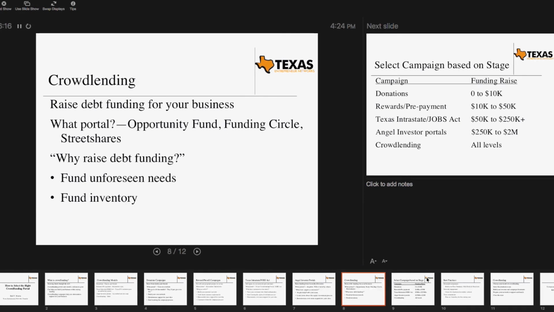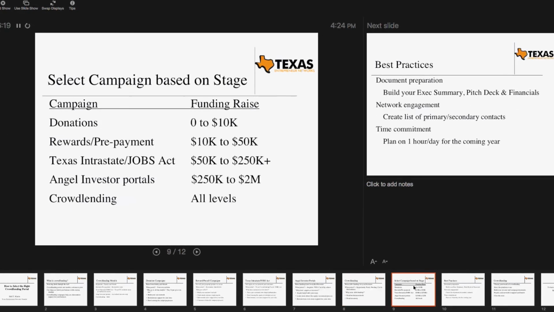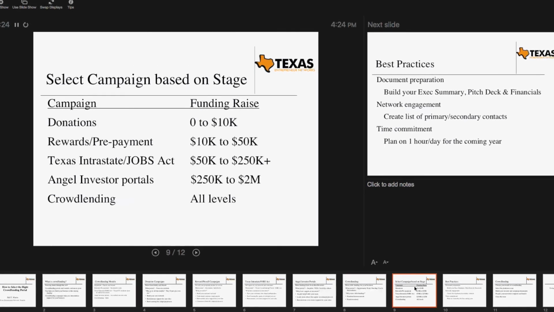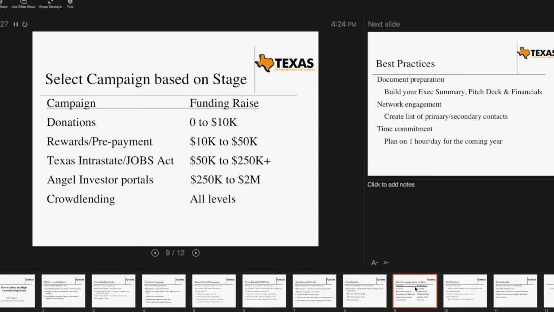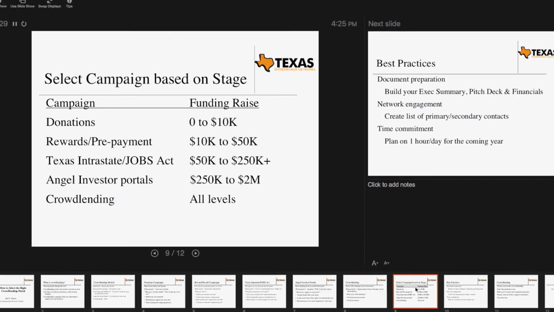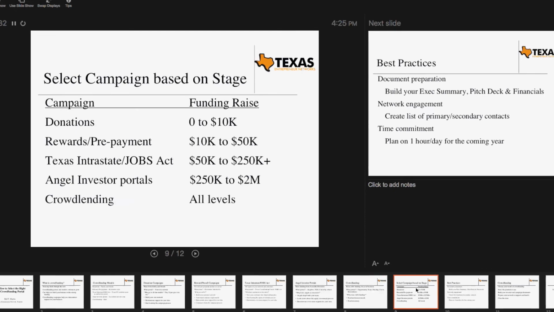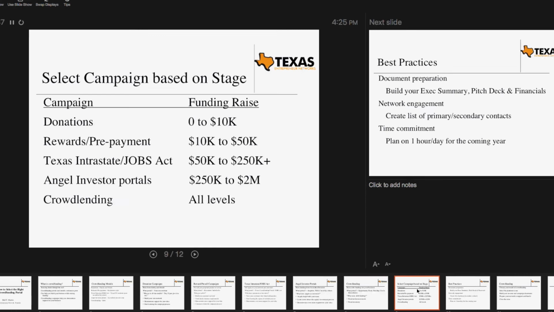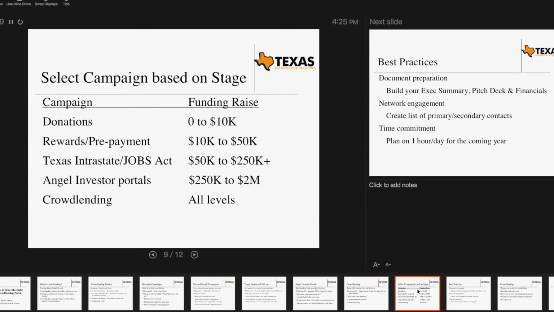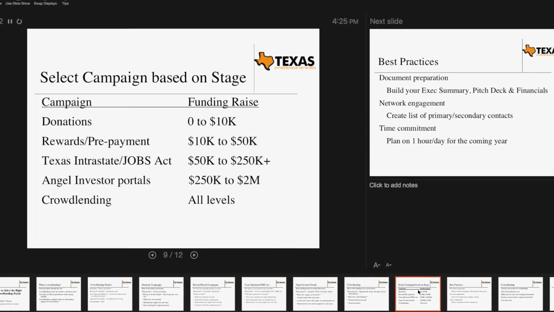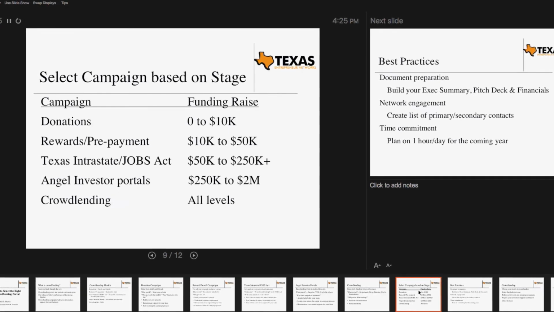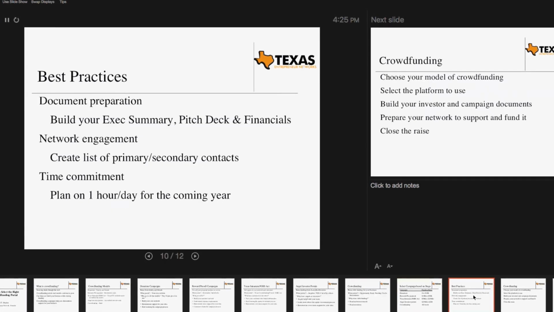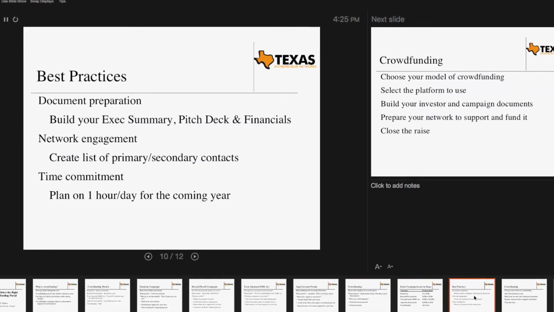If you go to the next slide, what you'll see is that depending upon how much you're trying to raise, there's a different portal that you want to use. So for donations, we want a 0 to 10K raise. If you're raising 10 to 50K, you're probably going to want to use a rewards prepayment portal. When you start to raise 50 to 250, the Texas Intrastate Jobs Act fits very well that sector of the marketplace. And then for angel investments, those are usually $250K to $2 million. And then crowd lending can be done anywhere in that space. So you can use crowdfunding from the beginning all the way up through the development of your business.